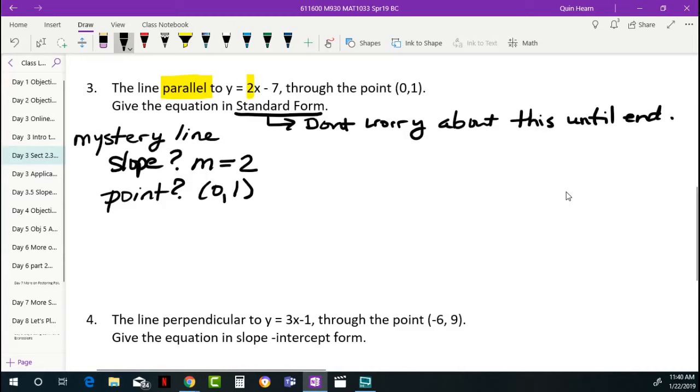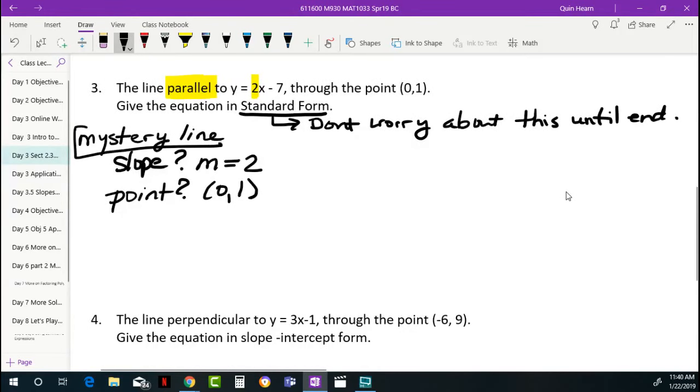All right, so just to recap, in case the video went out or you just didn't follow, what we're trying to do is find the equation of some mystery line. All we know about that line is it's parallel to the line y equals 2x minus 7, and it goes through the point 0, 1.